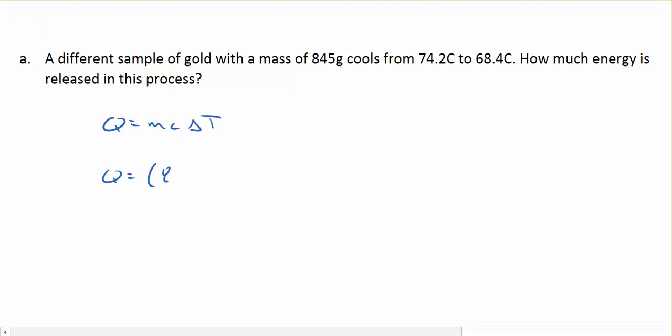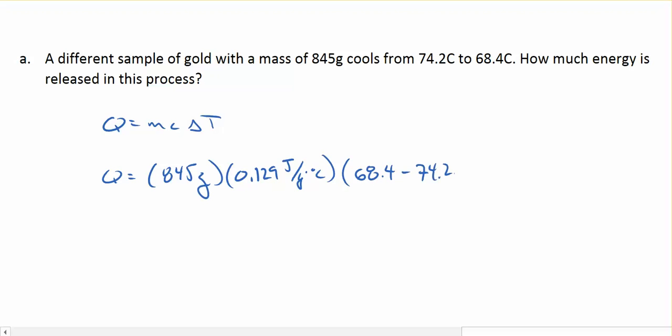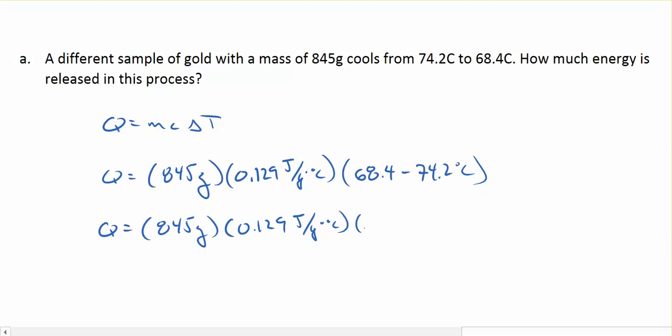The mass of gold is 845 grams. The specific heat of gold, as given above, is 0.129 joules per gram per degree Celsius. Change in temperature here is going to be my final temperature minus my initial temperature. I want to simplify that final term before continuing. So I'll rewrite my first two terms. 68.4 minus 74.2 gives me minus 5.8 degrees C. That makes sense because I'm cooling, so it's going to be a negative change in temperature.